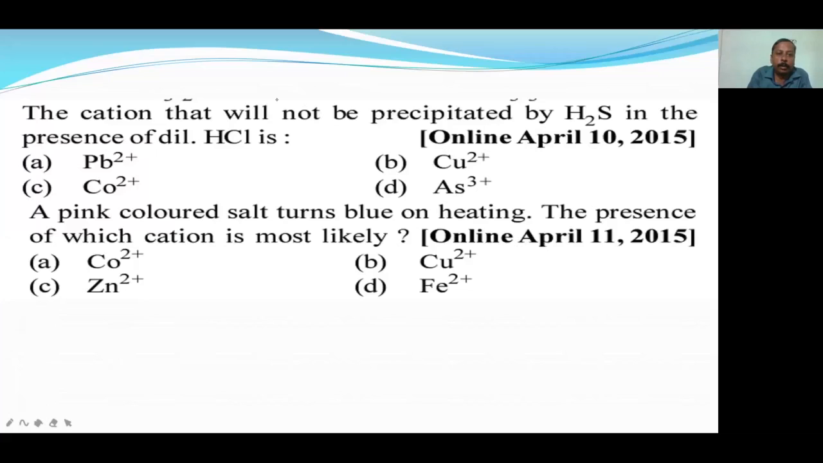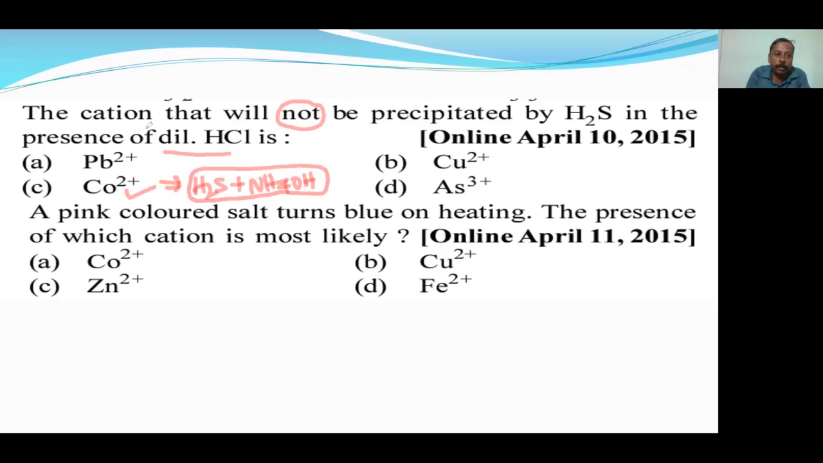Okay, next question is the cation that will not be precipitated. It is a good habit to underline this so that you will not make a mistake. So the cation that will not be precipitated by H2S in presence of dilute HCl. What is the answer? The answer is cobalt 2 plus. Cobalt 2 plus will precipitate with H2S in presence of NH4OH.